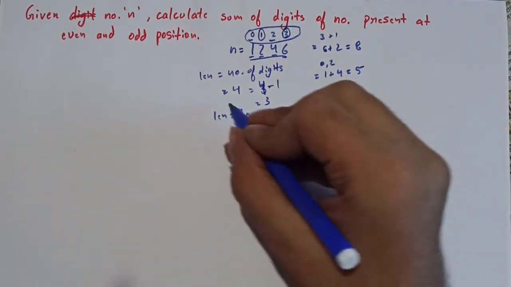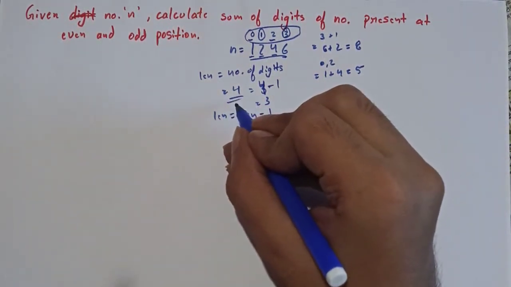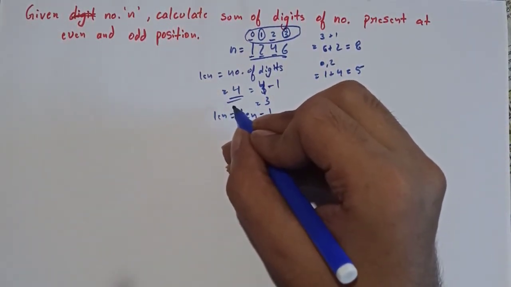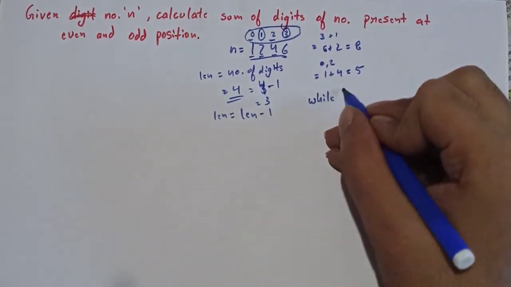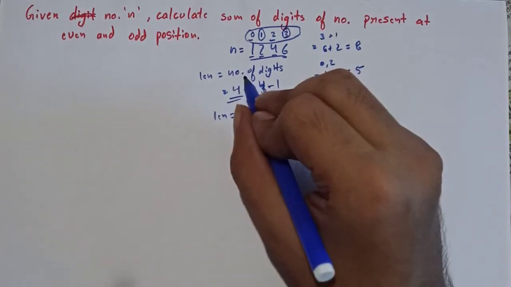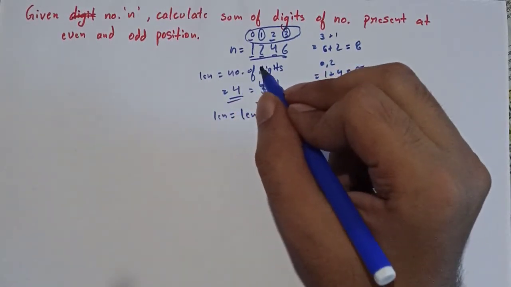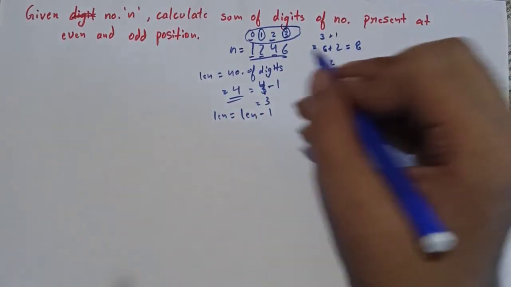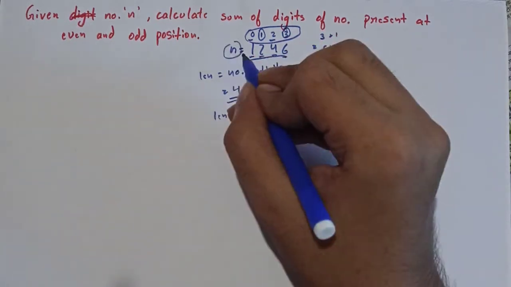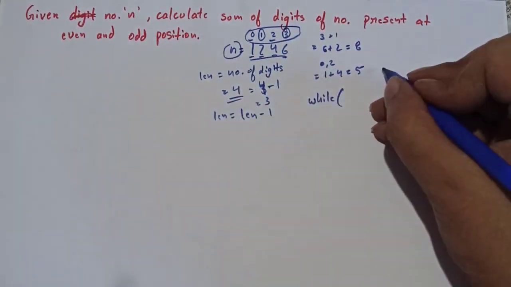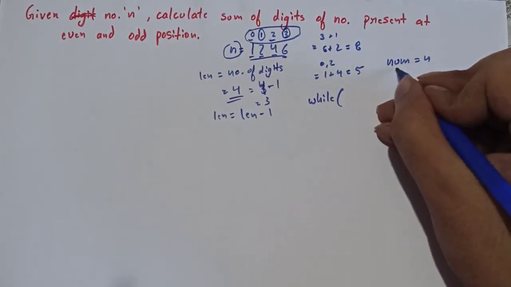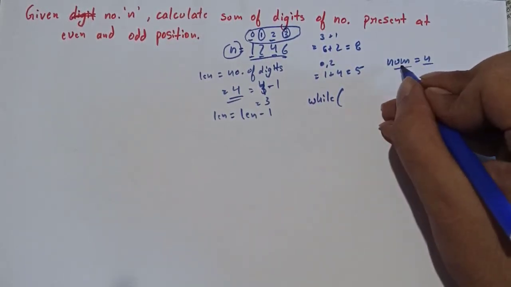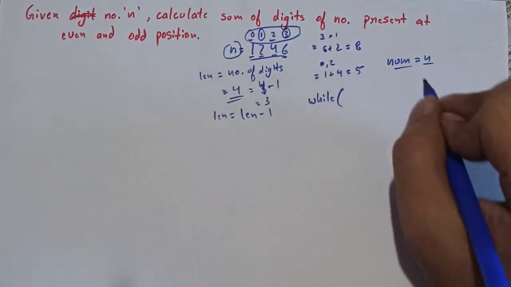Now, to get this length value in our program, we need to perform this loop while, and in order to calculate the number of digits, we need to extract each digit. So we need to store our variable n so that it does not get destroyed. So we simply take a variable num is equal to n. This stores the value of n so that it can be used.